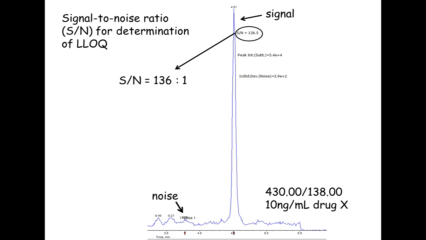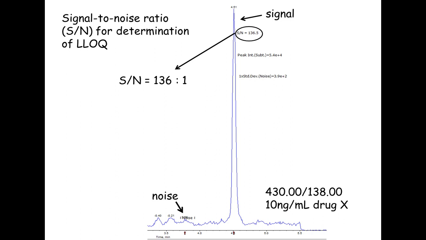So I mentioned earlier that you can use signal to noise for determination of your lower limit of quantitation, and that's shown on this slide. So you can do this in the mass spec software. Essentially what you do is tell the instrument what's the signal, and in this case it's the peak, and what's the noise, which is the baseline here, and it will calculate the signal to noise ratio.